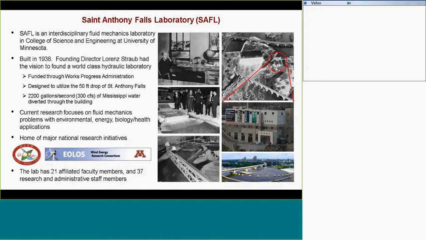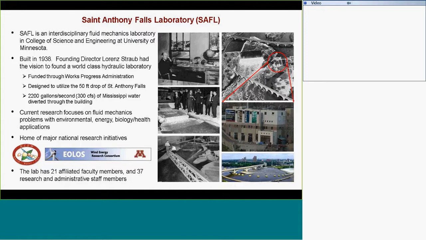At this moment, it has 21 affiliated faculty members from 5 different departments and 2 colleges at the U. And it is also quite unique for a lab in that it has 37 research staff, including research associates, postdocs, administrative staff, and an IT person. And we also have a large engineer team, so they carry out quite a bit of applied work.